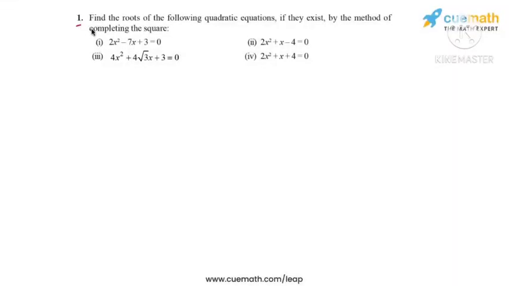In question 1 of this exercise, we have to find the roots of the following quadratic equations. There are 4 quadratic equations and we have to find the roots of each one of them, if they exist, by the method of completing the square. So we have to use the method of completing the square to find the roots of each quadratic equation. So let's start with the first part.